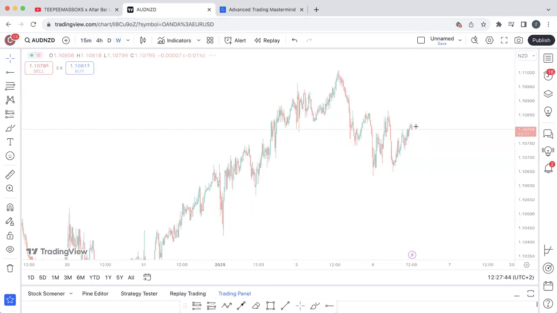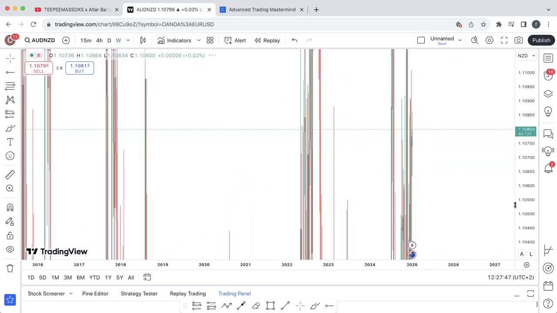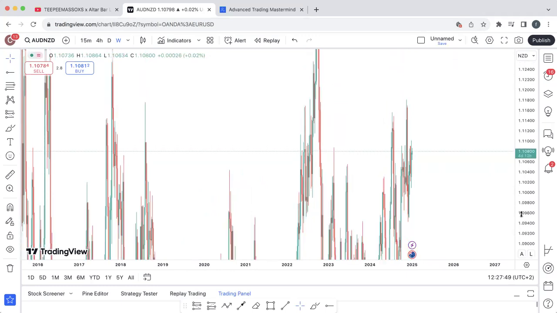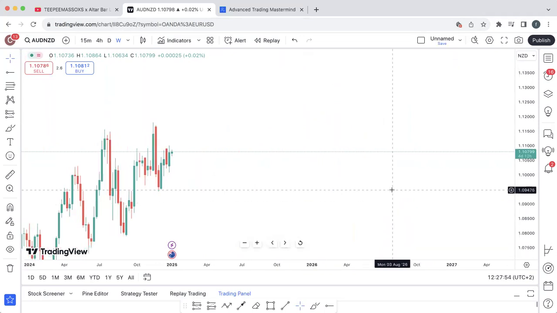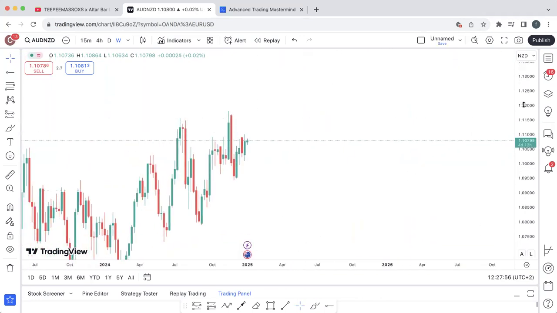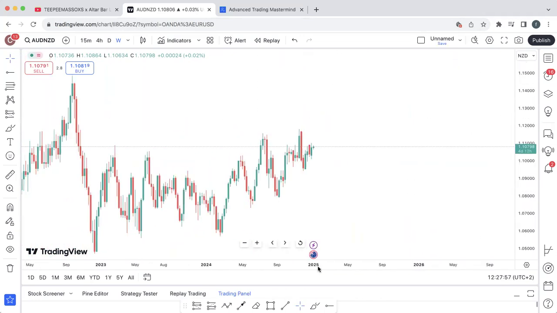Now, guys, in this session we're going to be taking a look at the pair which we spoke about in our last session, which is the Australian dollar over the New Zealand dollar. Looking at this pair, starting from the high time frame, this is what you can spot.